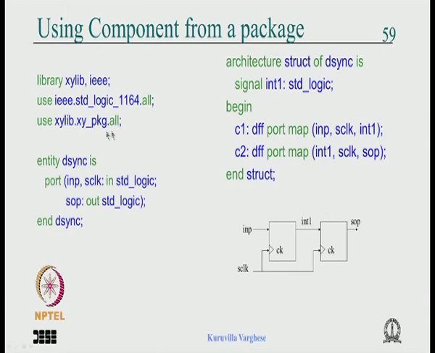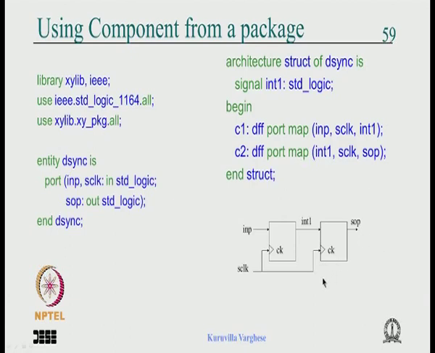That is already there in this particular package, and we declare the internal signal, which is signal int1 of std_logic, and you just instantiate the component DFF. This is the first one, port map, D input goes to D, S clock goes to clock, and int1 is the output. Similarly the second flip flop, int1 is the input, S clock is the clock, and SOP is the output. The game is done.